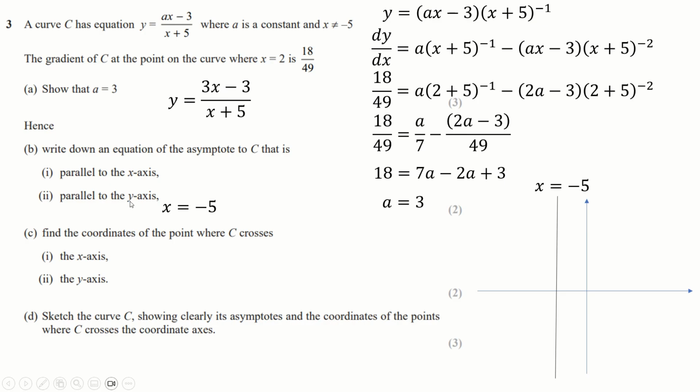The asymptote parallel to the x-axis is always just this number, the coefficient of this x divided by the coefficient of this one. So in this case, just 3. 3 divided by 1 is 3.